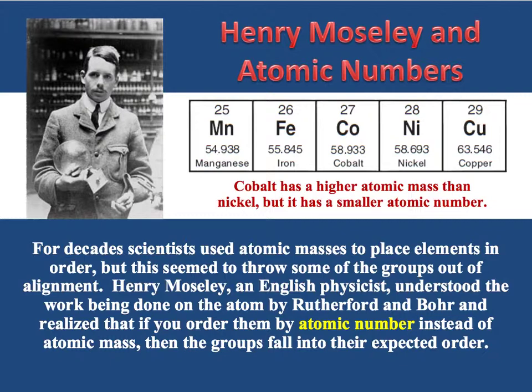And this kept happening until Henry Moseley, who was actually not even a chemist, he was a physicist, someone who studies physics. He really understood some of the work that Rutherford was doing with the atom, and he figured out that if we arranged the elements by atomic number instead of atomic mass, then the groups would fall into the expected order. So again, Henry Moseley proposed that we arrange the elements by atomic number instead of atomic mass. That's the change he made to the periodic table.